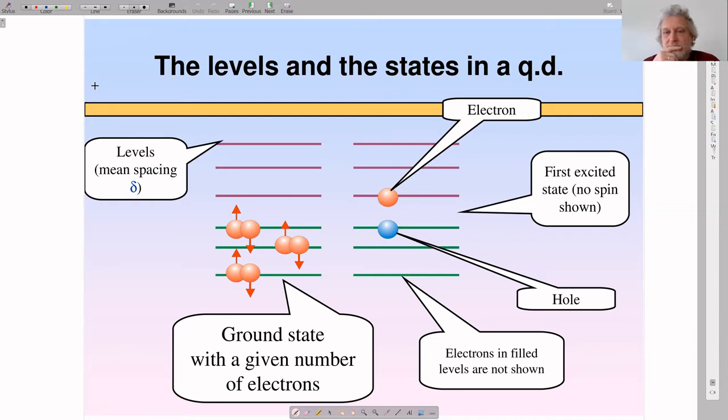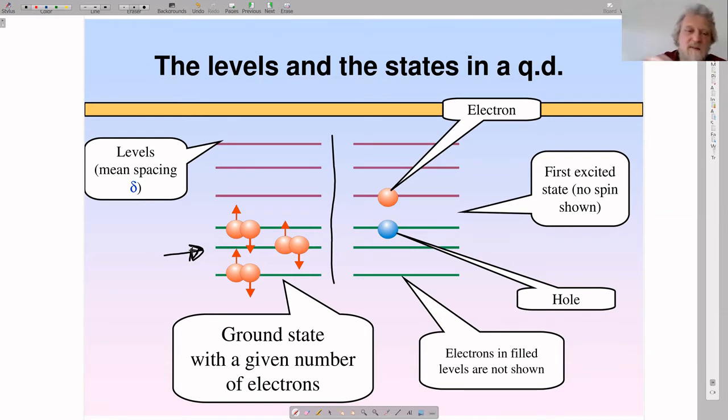Good. Let me arrange some simple states. Let me take a dot with, well, I would start with six levels. And let me put six electrons into the dot. The levels are spin degenerate. So in the ground state, all electrons would come to the three lowest levels. These levels will be filled. And for further discussion, it is convenient to keep them filled, and all excitations in these levels I would call holes. Right, so this is the ground state.